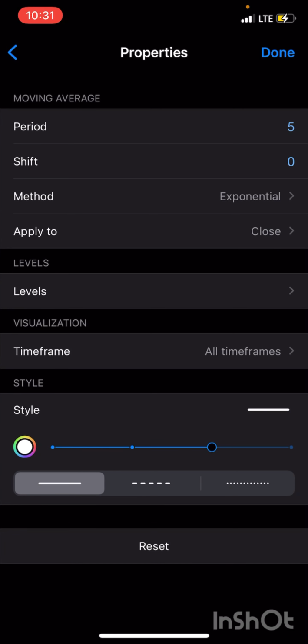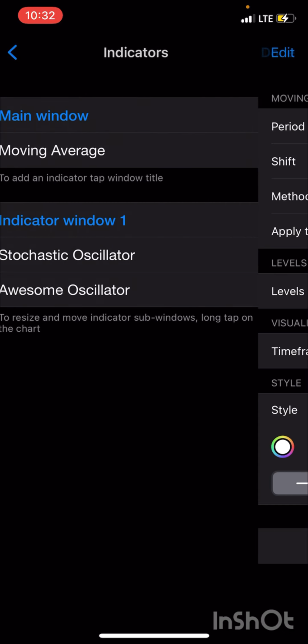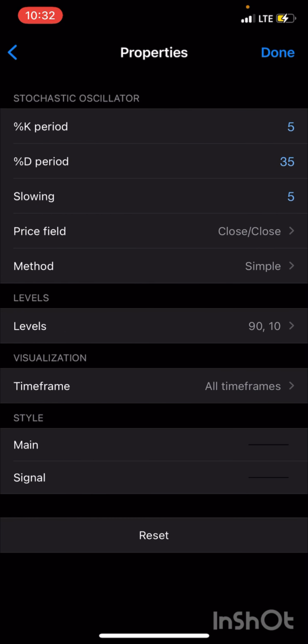On the main window, we have the moving average. The period is 5, shift is 0, method exponential, apply to close, there are no levels, and it applies to all time frames. If you're using a white background, use another color for that. If you're using a black background, don't use black, use any other color. When you're done, you click on done, and you go back to add the stochastic oscillator.